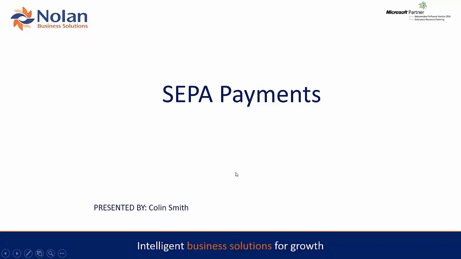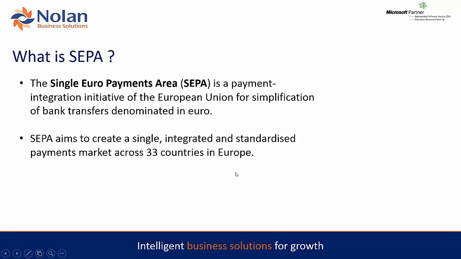So to start with, what is SEPA? SEPA is the Single Euro Payments Area, and it's a payment integration initiative of the European Union for simplification of bank transfers denominated in euros. What SEPA aims to do is to create a single integrated standardized payments market across the 33 countries in Europe with a single format for us to use and all banks signing into it, so that it's the one process that enables us to do bank transfers between banks in euros.